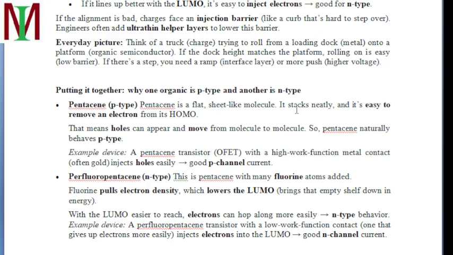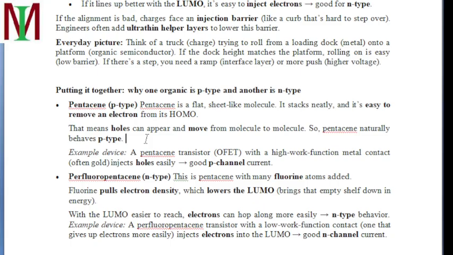You can stack the pentacene molecule very neatly, and it is easy to remove an electron from the highest occupied molecular orbital of the pentacene. So when we remove the electron, when we are thinking about the movement with the highest occupied molecular orbital, it is the hole created when the electron jumped to the lowest unoccupied molecular orbital. So it becomes p type. Get it? So that means the holes can appear and move from molecule to molecule. So pentacene naturally behaves p type.